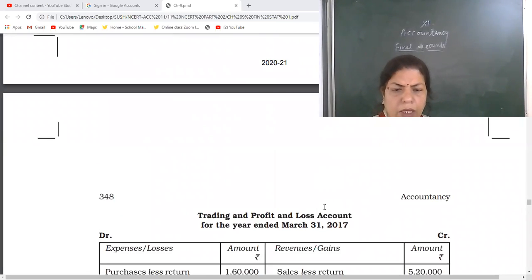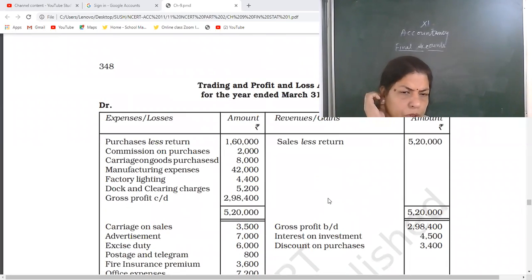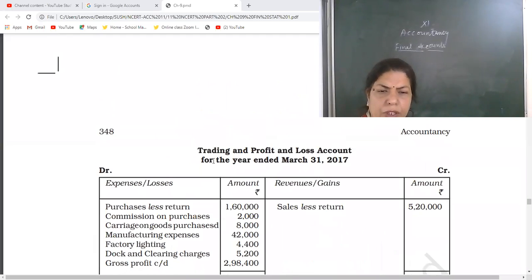Now see, one by one I am going to show you the question. See, you can put To or By if you want. But in NCERT that is not given, but in some refreshers and other books that is given, that To and By you can write. Now one by one. See, this is trading and profit and loss account. This is given in the NCERT page number 348.